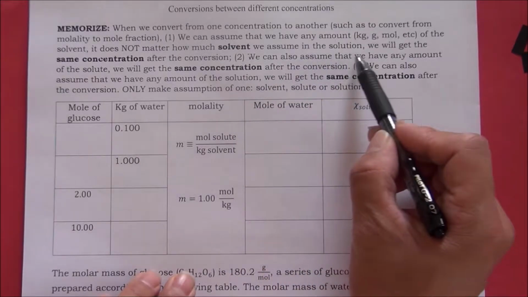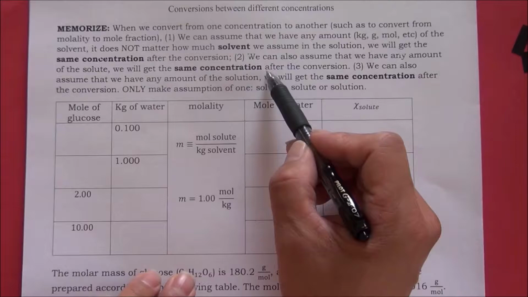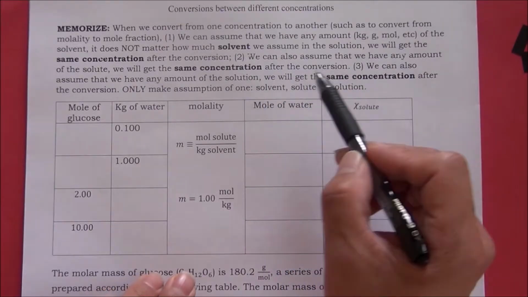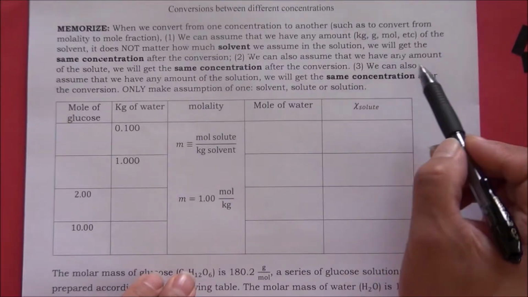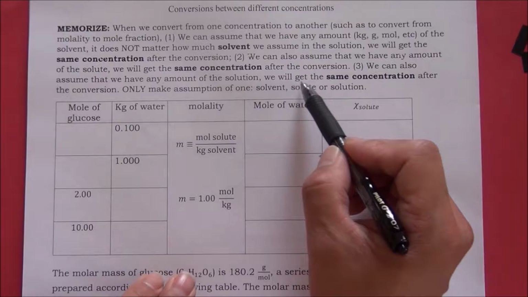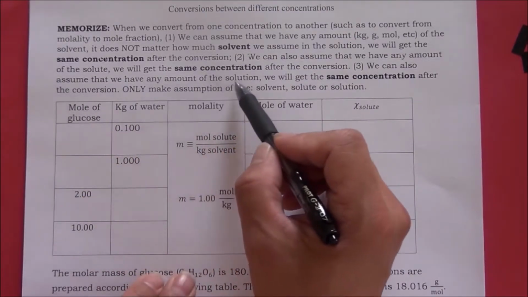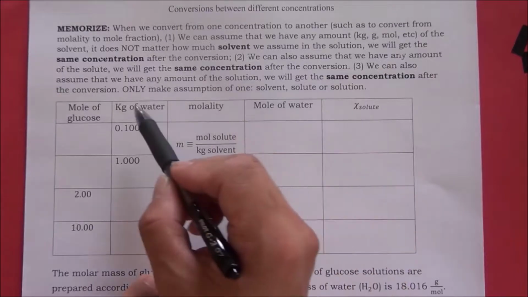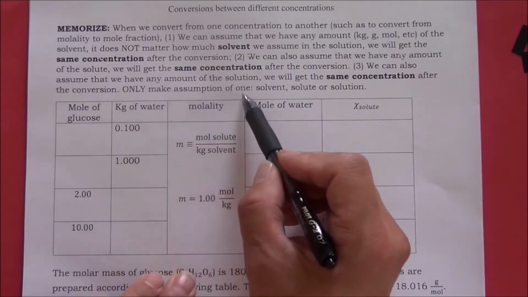We can also assume that we have any amount of the solute. We will get the same concentration after the conversion, no matter how much solute we assume in the solution. We can also assume that we have any amount of the solution. We will get the same concentration after the conversion, no matter how much solution we assume we have. But I want to warn you, only make assumption of 1.